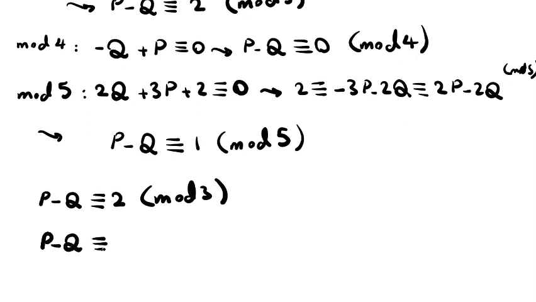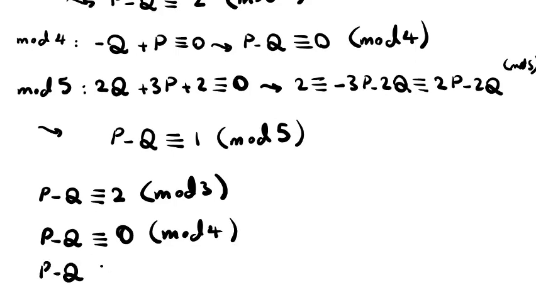P minus Q is 0 mod 4. P minus Q is 1 mod 5. And we know it has an answer, and the proof that it has an answer is the Chinese remainder theorem. But here we don't need to prove it, we need to find what P minus Q is, mod the LCM of 3, 4, 5, which is the product of them because they're pairwise relatively coprime. So it will be mod 60.